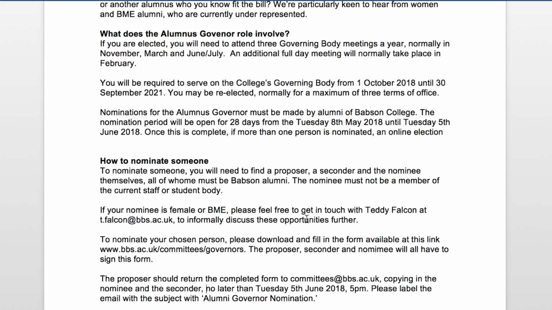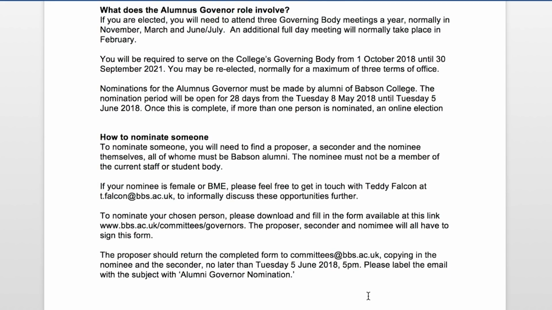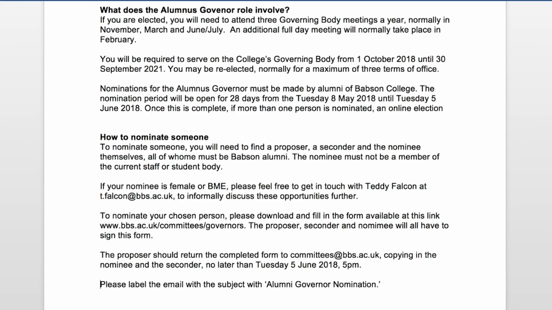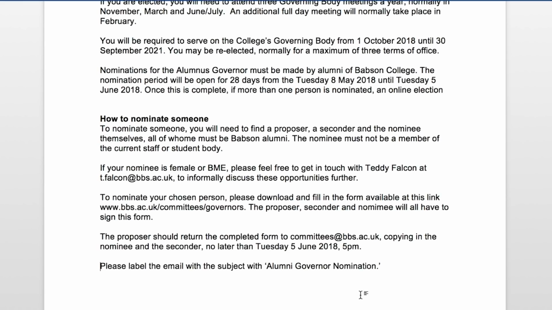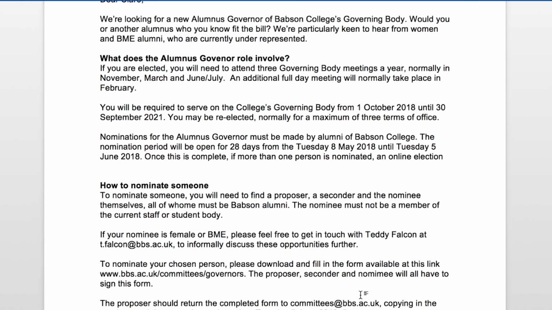I've just noticed this is just a little thing. We've got slight lack of consistency here in the treatment of dates. 1st of October, but 8th of May. So I'm going to make all of this consistent and get rid of these extra bits. How to nominate someone. Proposer should return a completed form, copying in the nominee and the seconder no later than 5th of June. I might make that a separate line. I like my paragraphs short, as you can see.